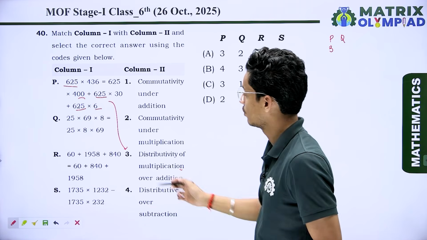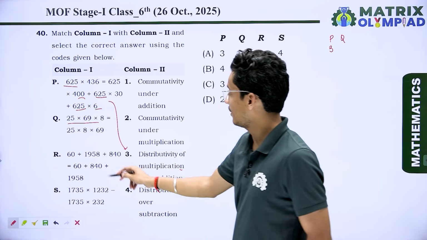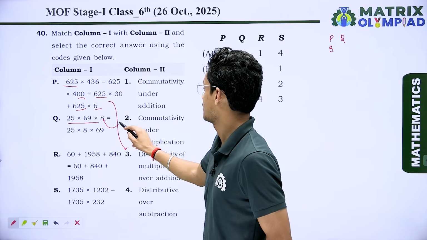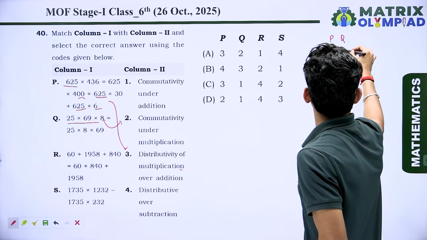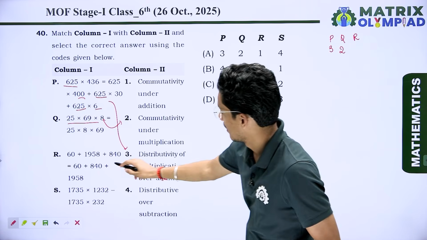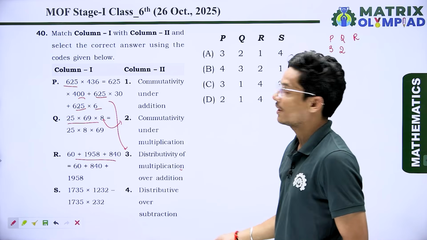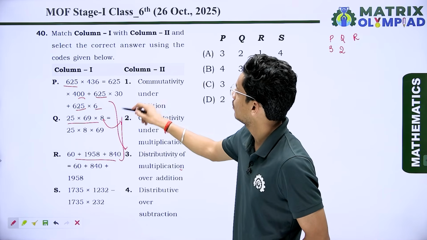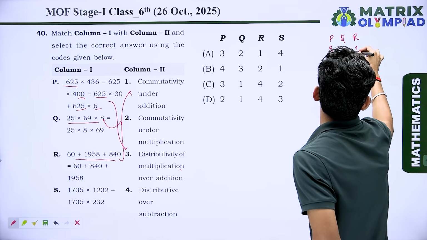Next, here we have Q. This is the commutative under multiplication. It means Q is connected to 2. And here we have next R. This one is the same, commutative under addition. So R is connected to 1. So I can write here R is connected to 1.